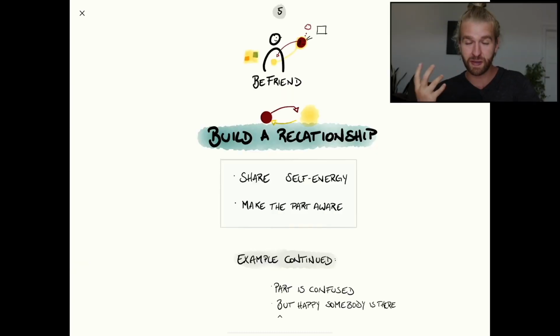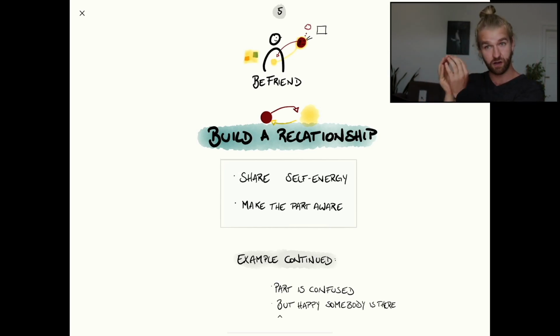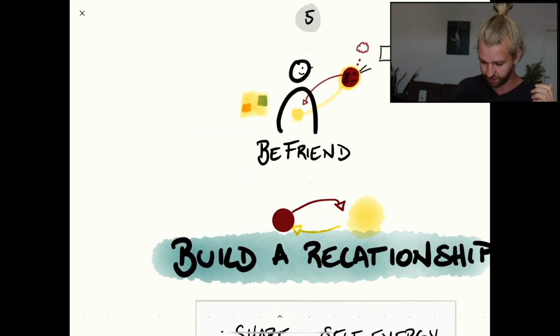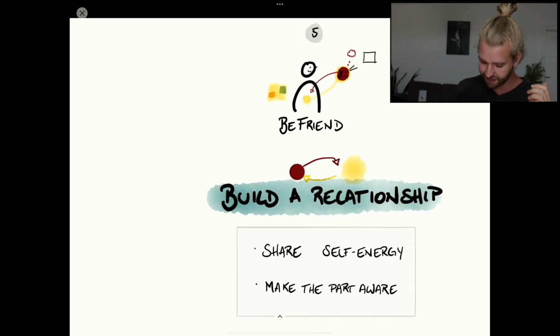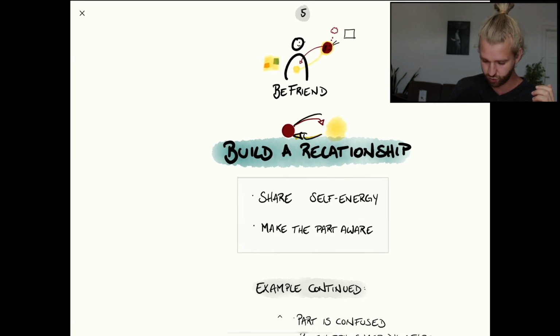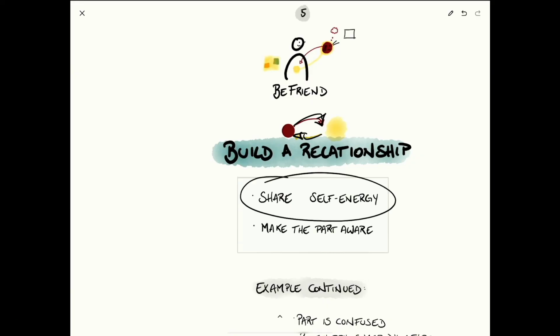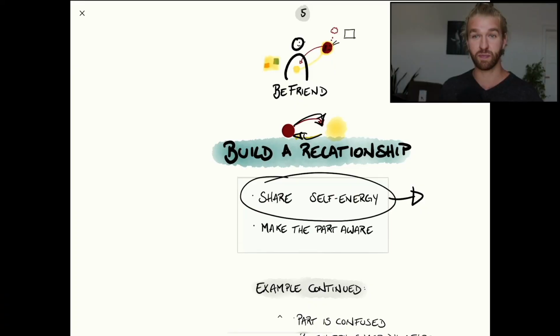And one of the big steps that can then happen when there is the Self and the part is to befriend the part, befriend the protector, which basically means building a relationship between the Self and the part. And a few steps that are really, really helpful for this is, number one, sharing Self-energy. She is curious about the part. She's genuinely open towards the part. And one thing to do can be, can you share that with the part? Can you show that to the part or tell the part and see what happens then?